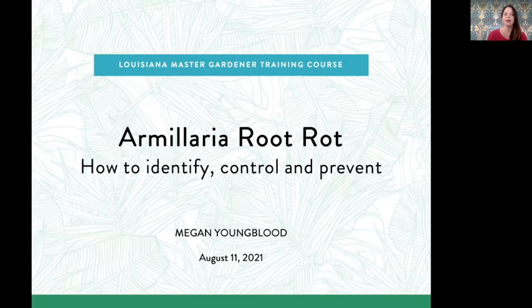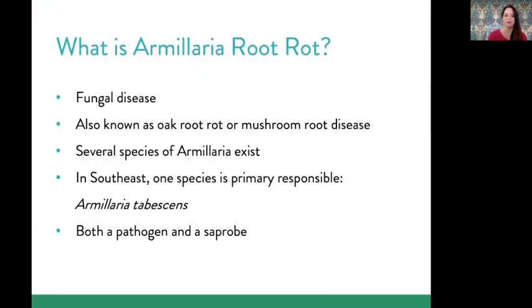Hi, I'm Megan Youngblood, and today I'm going to tell you how to identify, control, and prevent armillaria root rot. You may know it as oak root rot or mushroom root disease. It's a fungal disease caused by several different species of armillaria. It's mostly attributed to the fungus Armillaria mellea. However, in the Southeast, Armillaria tabescens is primarily responsible for causing the disease.